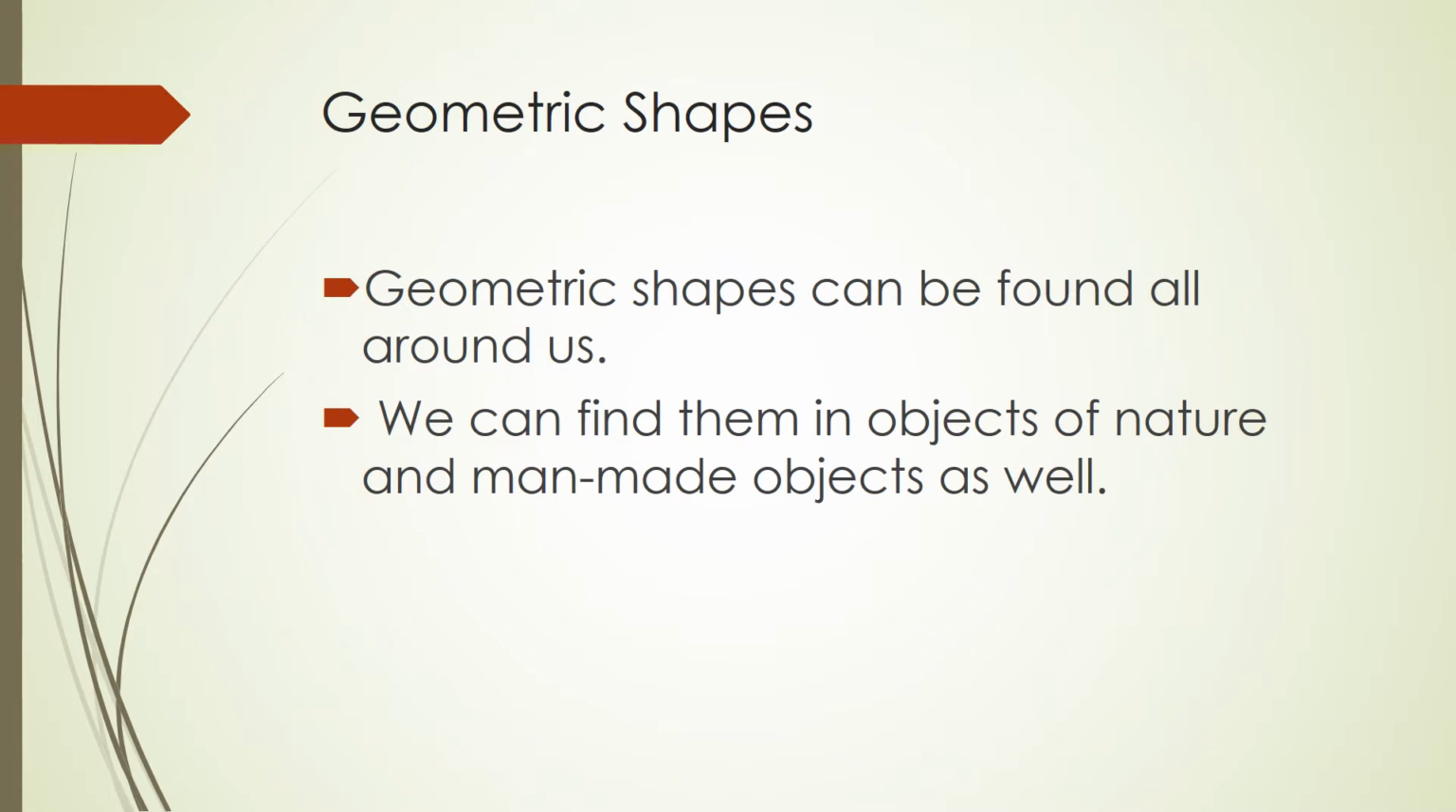Now, before we begin, let me tell you about natural objects and man-made objects. Well, natural objects are the things found in nature all around us, while man-made objects are those made by man or human beings. So, boys and girls, geometric shapes can be found all around us, both in nature and in man-made objects.